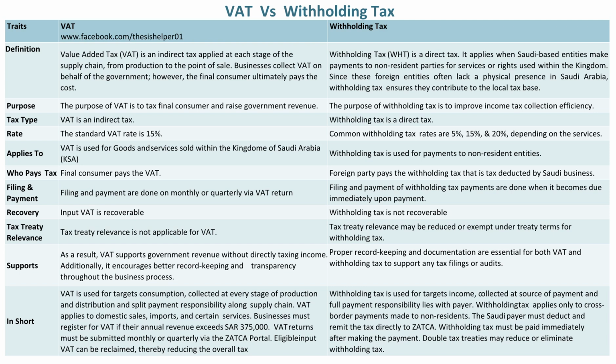VAT is an indirect tax. Whereas, withholding tax is a direct tax. The standard VAT rate is 15%. Whereas, common withholding tax rates are 5%, 15%, and 20%, depending on the services. VAT is used for goods and services sold within the Kingdom of Saudi Arabia, KSA, whereas, withholding tax is used for payments to non-resident entities.